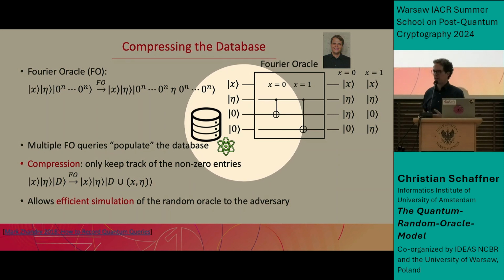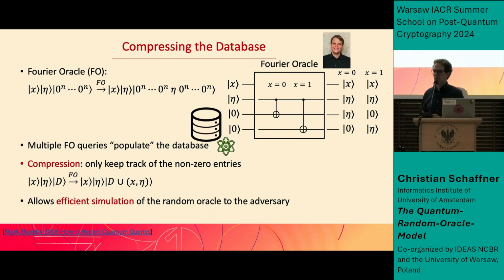So for every input you have a bunch of qubits, and you want to ideally keep this small, but they all start off in the 0 state. So what you can do is compress it and only track the non-zero entries. If you do that, then you end up with a manageable sized database. In particular, if you only make polynomially many queries, then your database register is also going to be of only polynomial size.